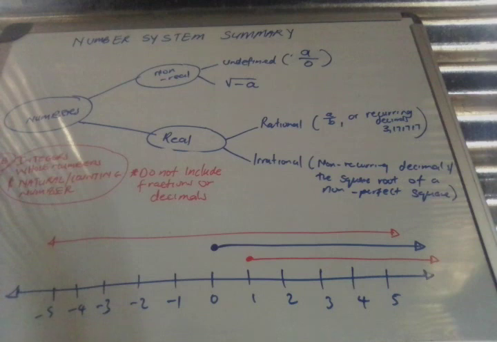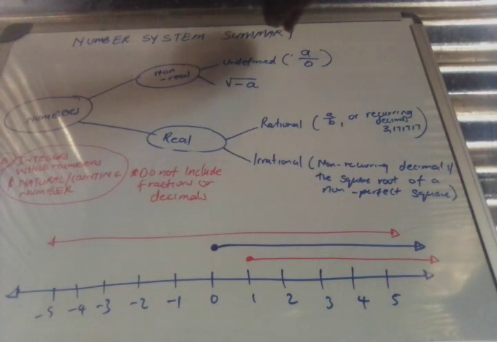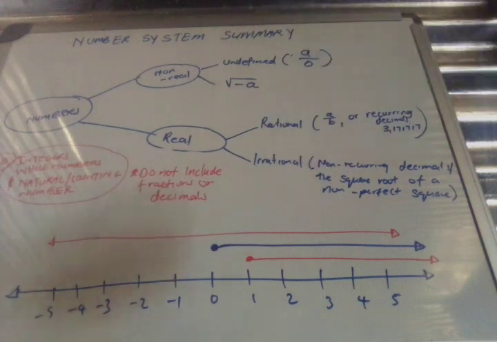With regards to real numbers, real numbers are basically everything except non-real numbers. So any number that does not fall into these two categories is a real number. But the real numbers can also be broken down. The real numbers consist of rational and irrational numbers. So what is a rational number?